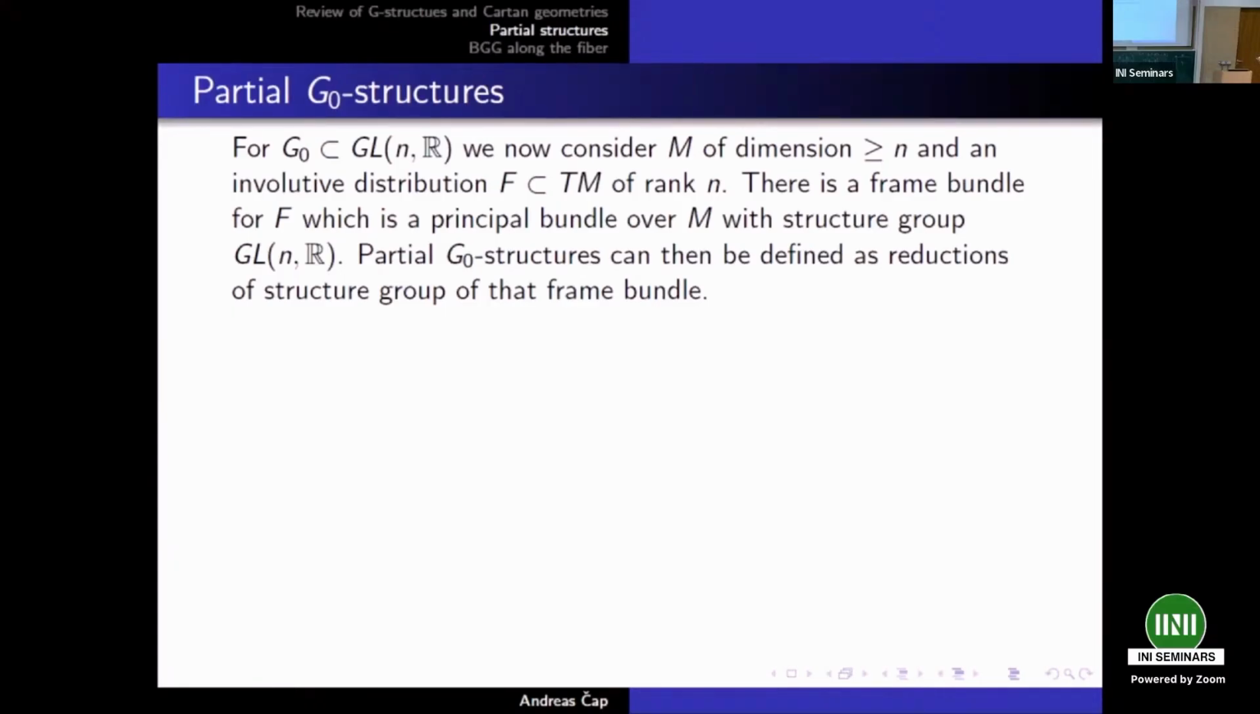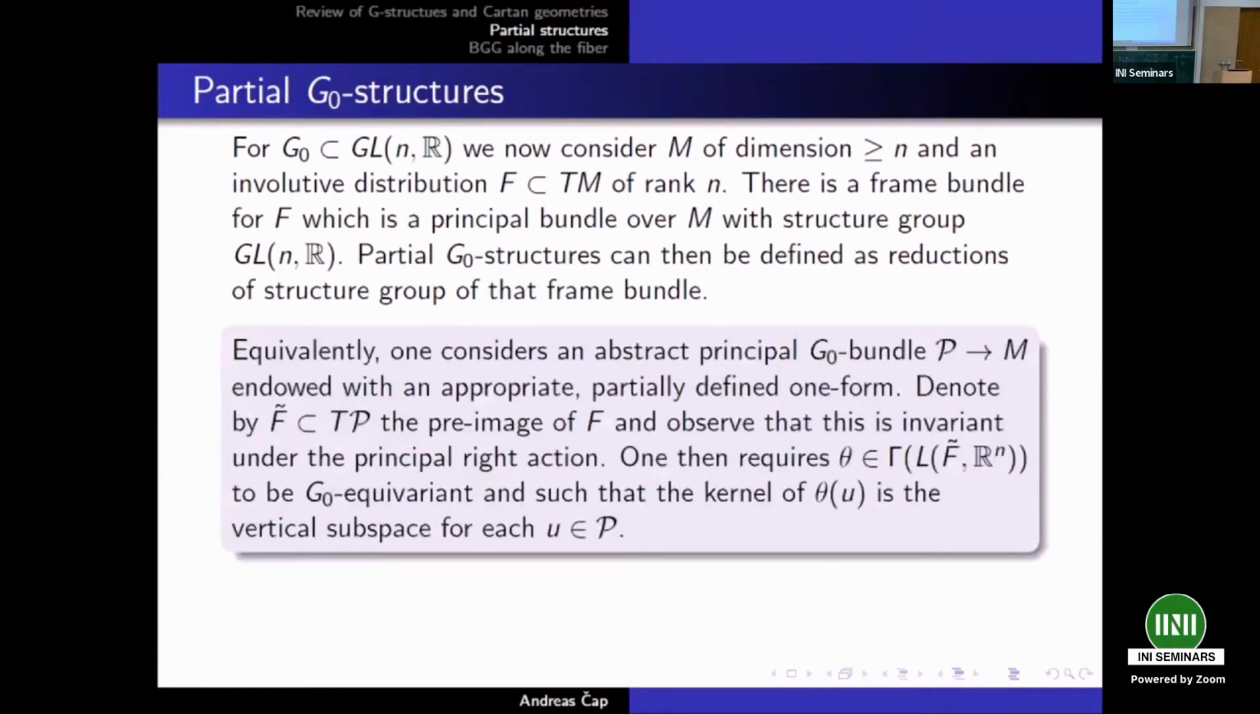But now we consider a manifold of dimension at least n and an involutive distribution in the tangent bundle of rank n. So if M has dimension n, this is just the full tangent bundle and we recover standard G0 structures. But then, of course, for this distribution there is a frame bundle, which is a principal bundle over M with structure group GL(n,R). And now you can define partial G0 structures as reductions of the structure group of that frame bundle. No problem. Equivalently, you can take an abstract principal G0 bundle, which is endowed with an appropriate partially defined 1-form. And this is something that will occur throughout in what follows.